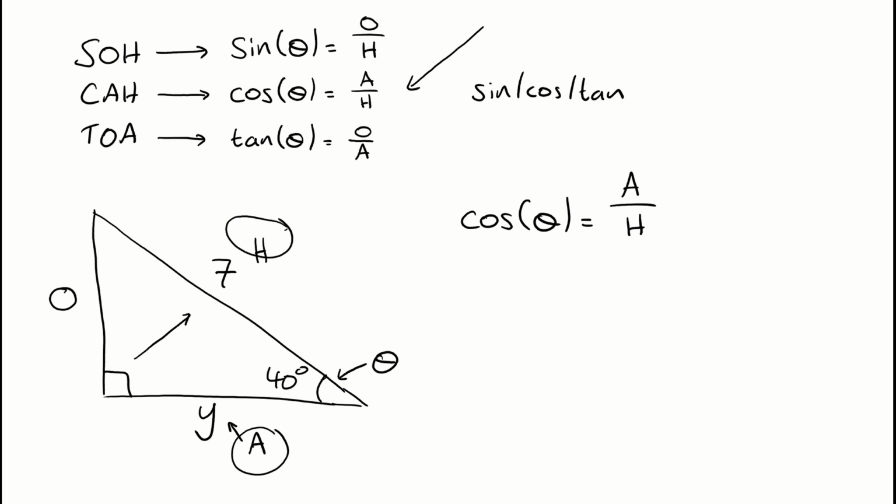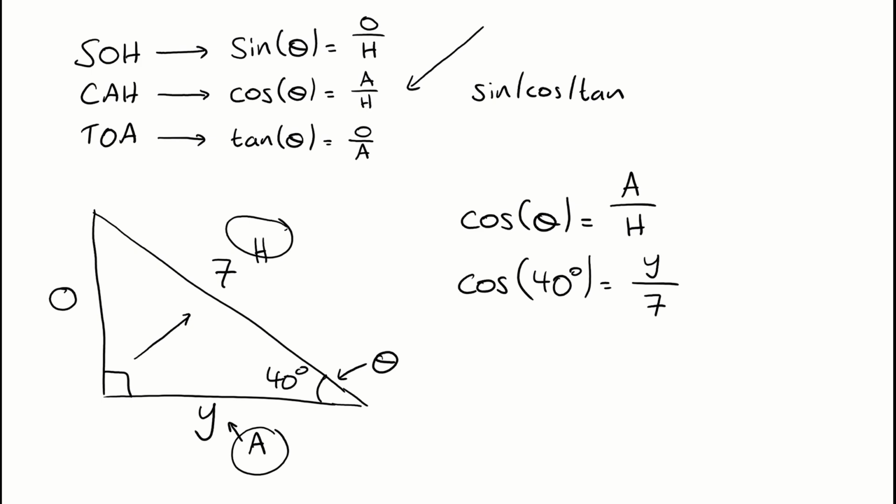So instead of theta, I can put in 40 degrees because we see that that angle there is 40 degrees. The adjacent is my y. That's what I'm trying to work out. And my hypotenuse is 7. Okay, now I can rearrange this equation to solve for y.